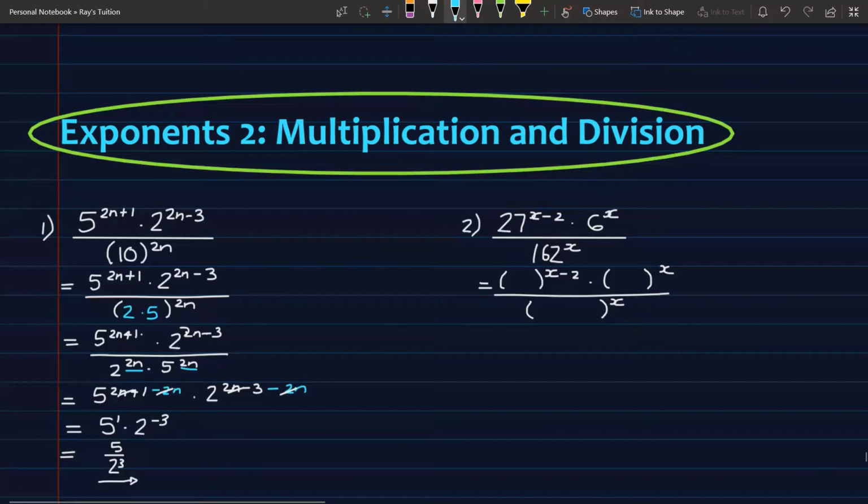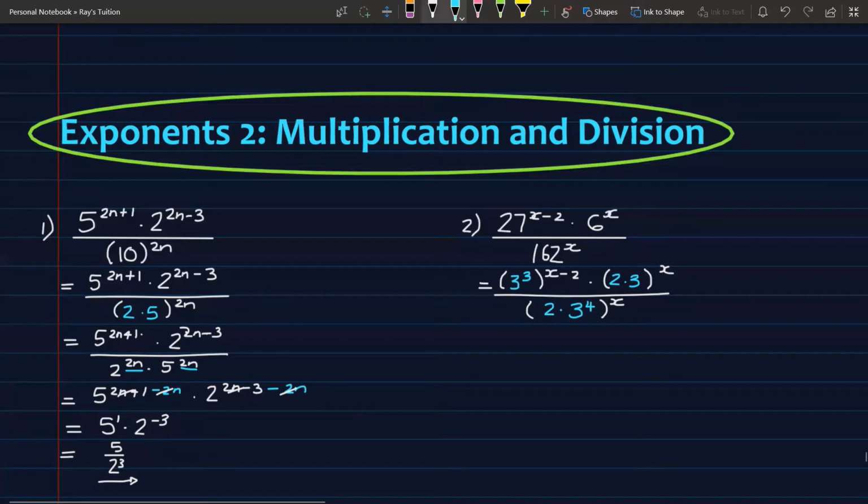We can rewrite that as 3 to the power of 3. The next one is 6, and 6 in terms of prime bases is 2 times 3. And then the last one is 162. If we break that up into prime bases, it's 2 times 3 to the power of 4. So 3 to the power of 4 is 81. 2 times 81 is 162.